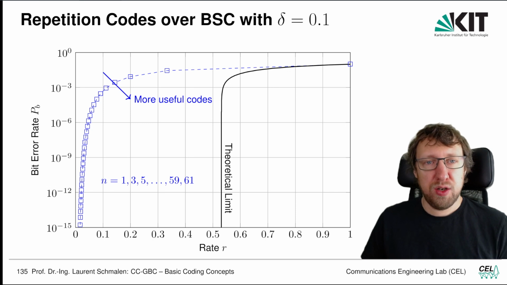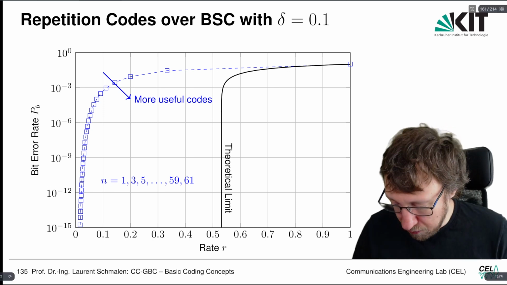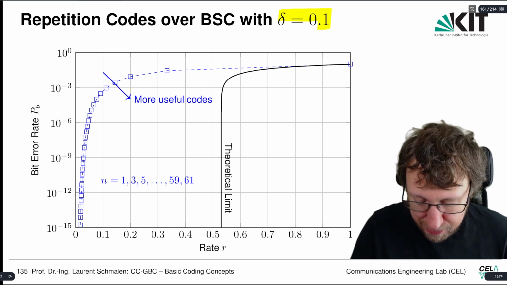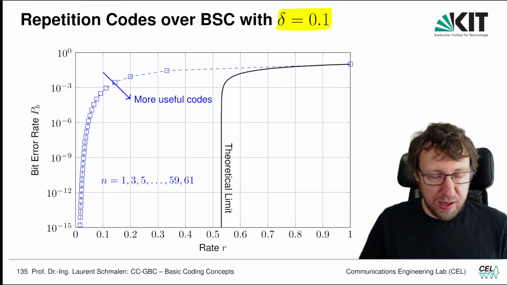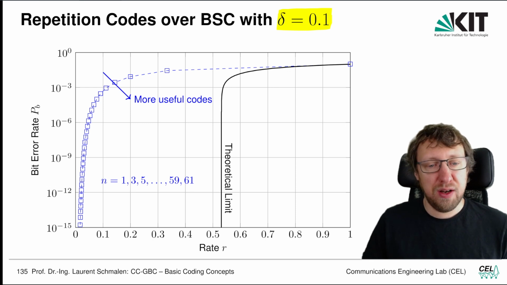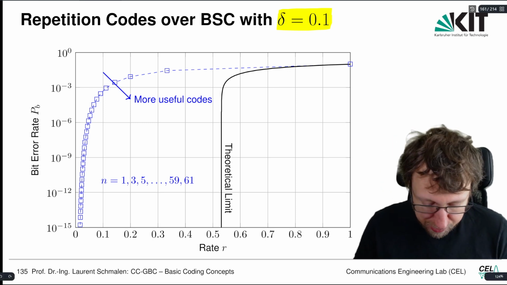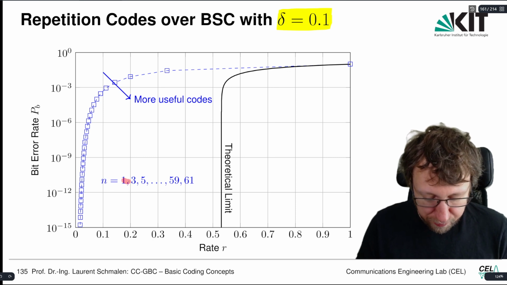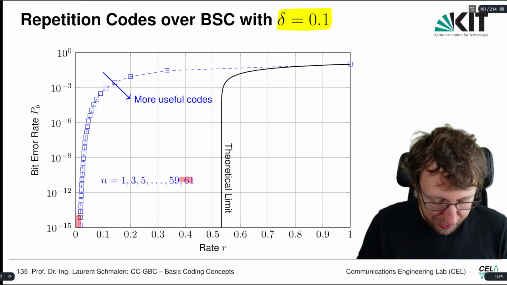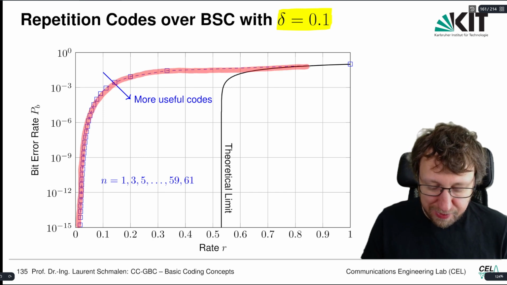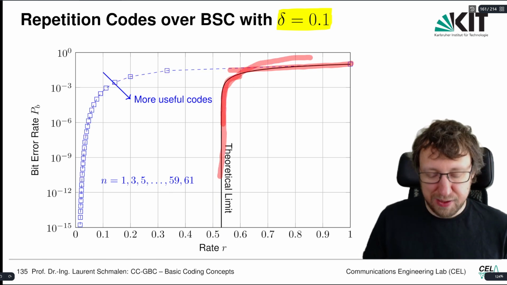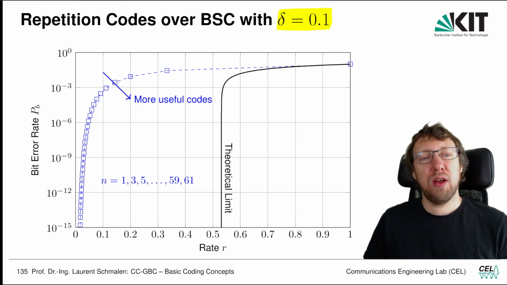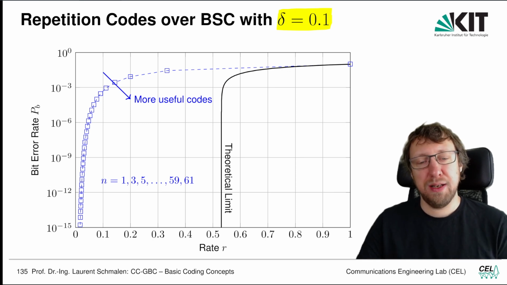So here we show the repetition codes on the binary symmetric channel with a fixed delta. So now we fix delta to be equal to 10%. And now we look at the error probability of the codes as a function of the rate. So we construct multiple codes, with n going from 1 to 61. And we get the error probability, and we see that this is the curve that we get. And we can also calculate the capacity limit, which is given by this curve. So we see also there is a quite big difference between the repetition codes and the capacity limit.